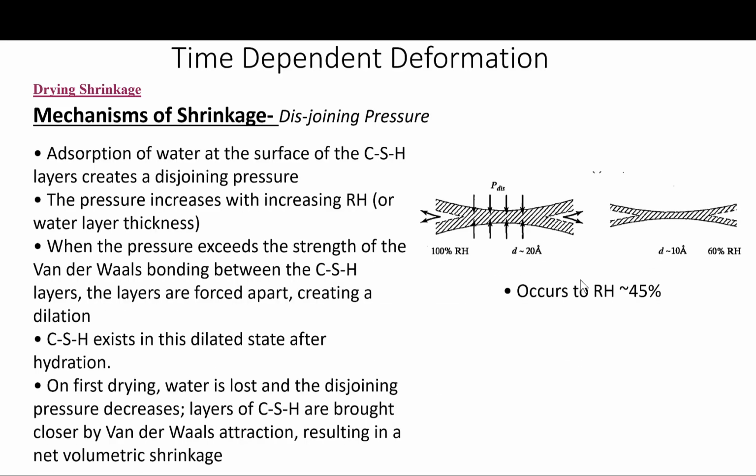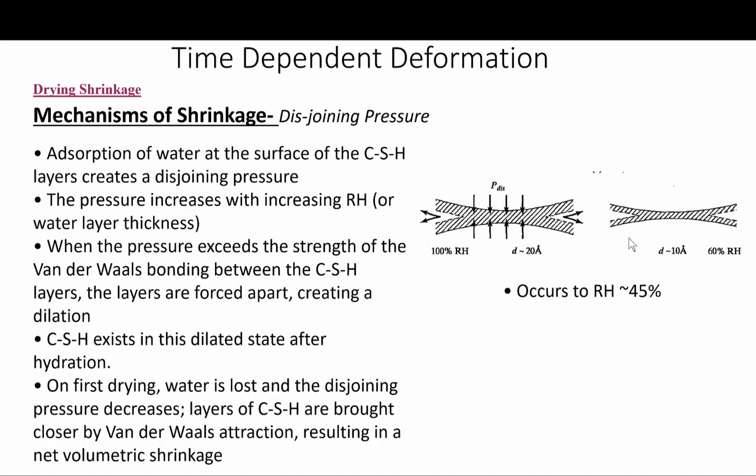The second phenomenon is the disjoining pressure. Basically, water is adsorbed on the surface of the calcium silicate hydrate layers at all relative humidities, so the thickness increases with increasing humidity. An assembly of colloidal particles, as in the case of the calcium silicate hydrate, has van der Waals forces attracting adjacent particles and bringing their adjacent surfaces in close contact. Okay?